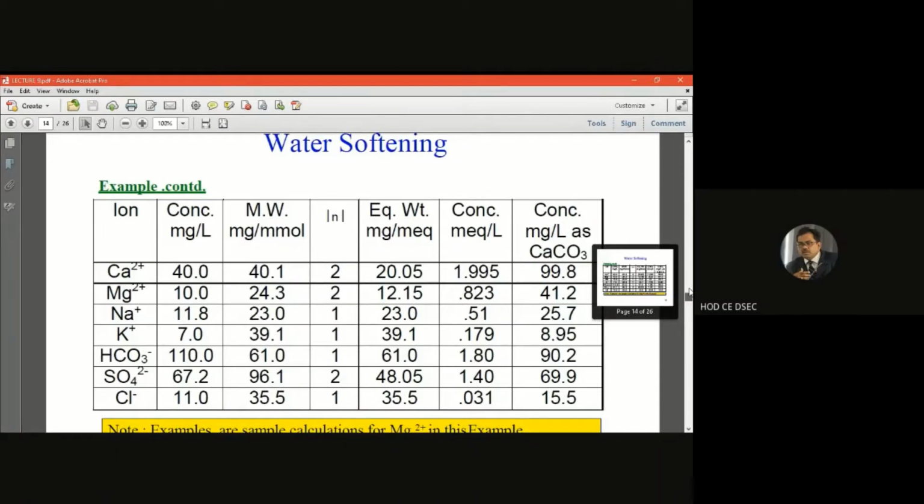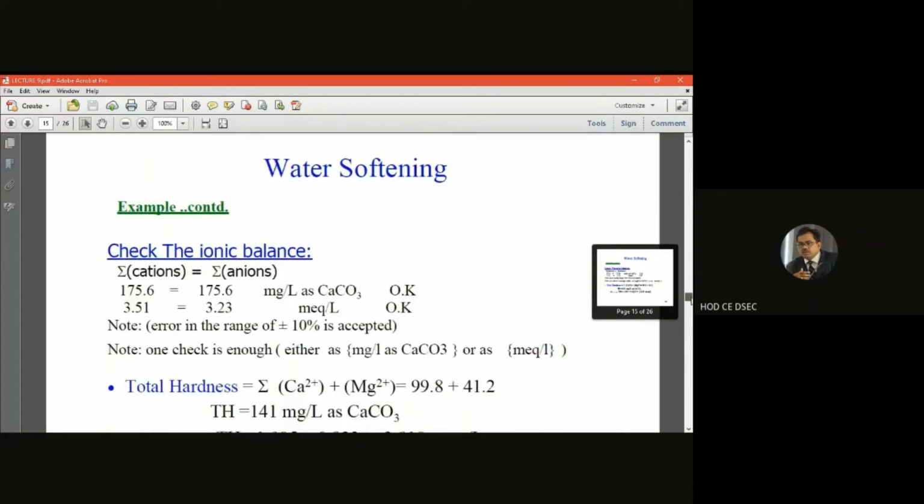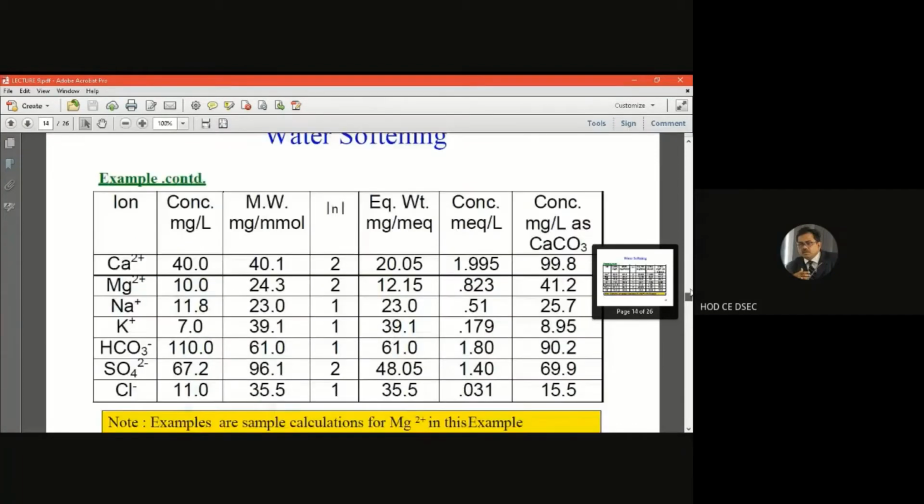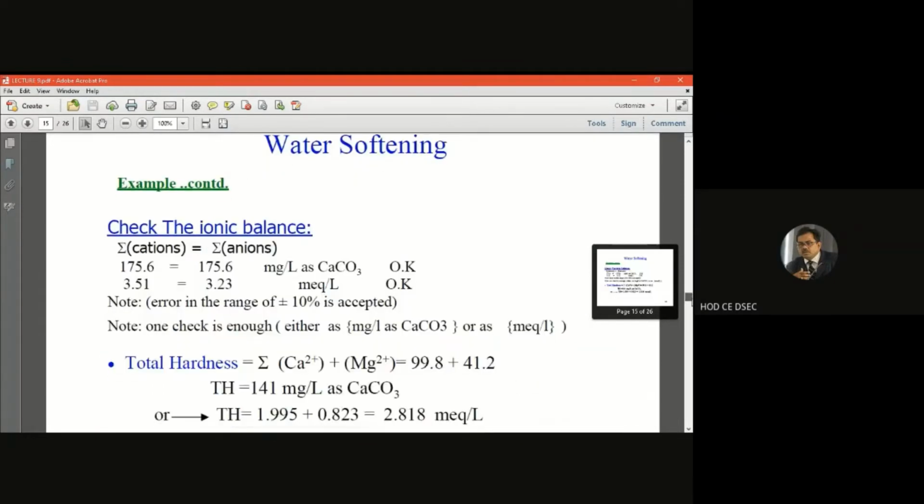The calcium, magnesium, sodium, potassium, these 4 ions are the positive ions. If we add these, you will get 175.6. And the negative ions, that is the anions, are HCO3, SO4, and Cl. If you add 90.2 plus 69.9 plus 15.5, you arrive at the same value, 175.6. So we can conclude here that sigma cations equals sigma anions.